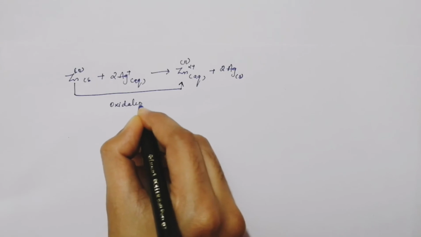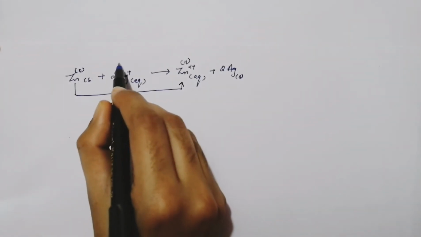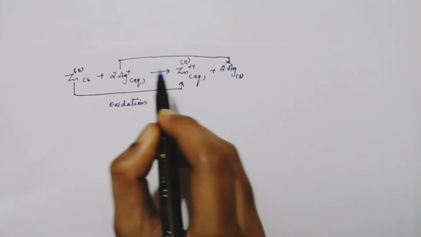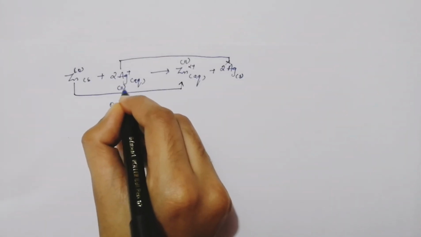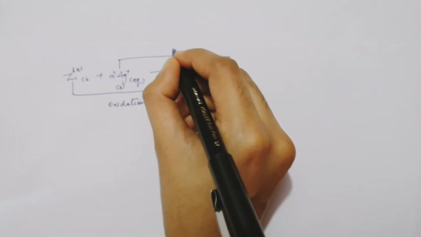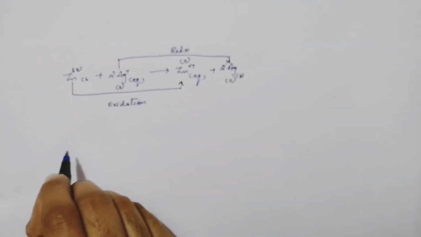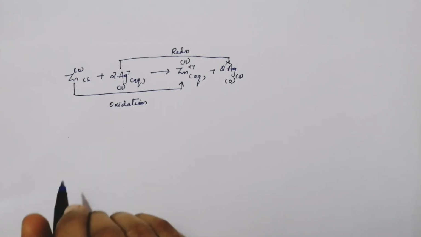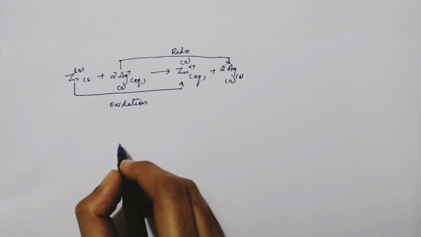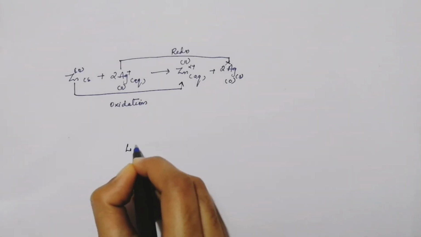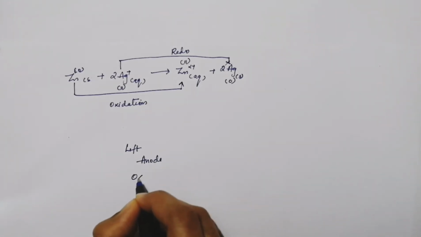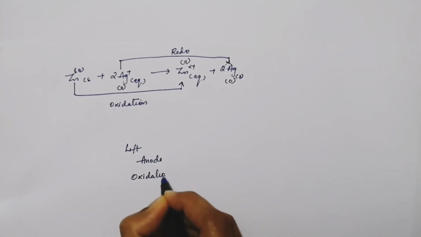So I am writing here as oxidation. Now we have silver which is undergoing reduction. So we can say here the oxidation state changes from 2 to 0. So silver is undergoing reduction. Once we know this, let us write the cell representation. How do we write the cell representation? To write the cell representation, we know on the left hand side we have the anode, and on the anode we have oxidation reaction taking place.